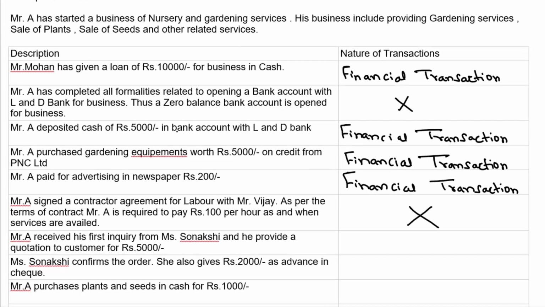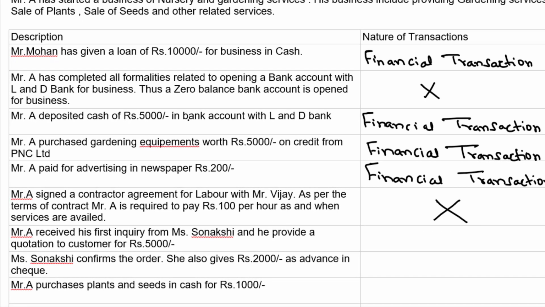Okay. Now, the next. Mr. A received his first inquiry from Ms. Sonakshi and he provided a quotation to customer for rupees 5,000. So, Mr. A has received an inquiry and he has provided a quotation. So, as of now, only quotation is provided to Ms. Sonakshi. So, Mr. A is not obliged to provide services to Ms. Sonakshi. Neither Ms. Sonakshi is obliged to pay Mr. A. So as of now, this is not a financial transaction. So it need not be recorded in the books of accounts.